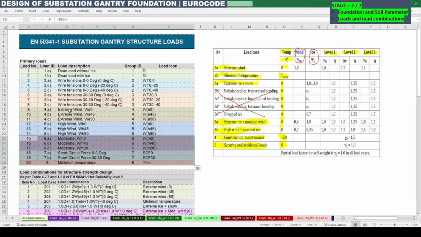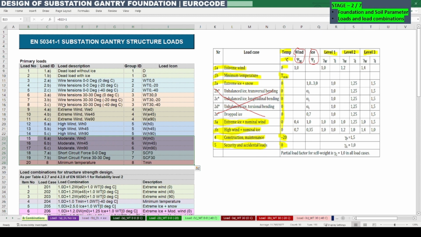and the extreme wind will give you the design data for both snow consideration and without snow or ice consideration. So from 15 to 20 we can ignore.